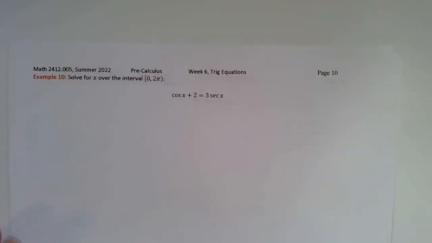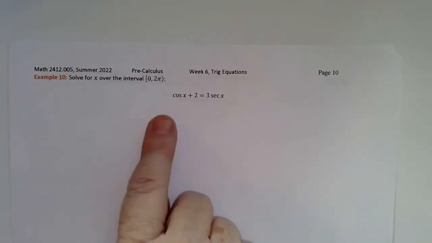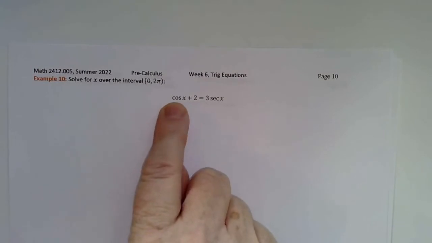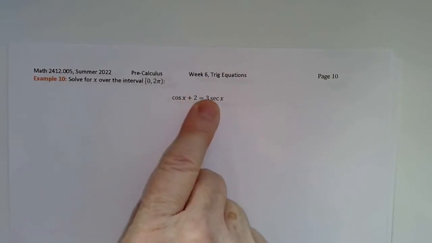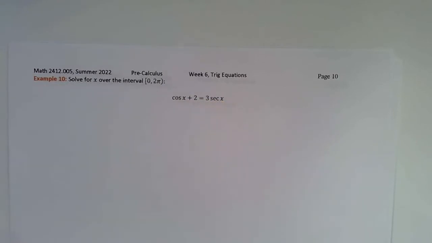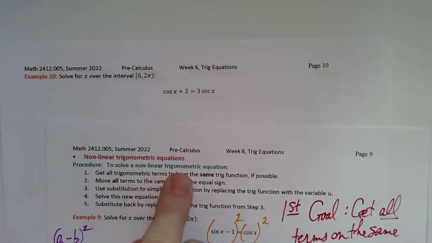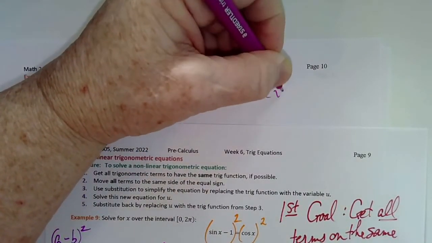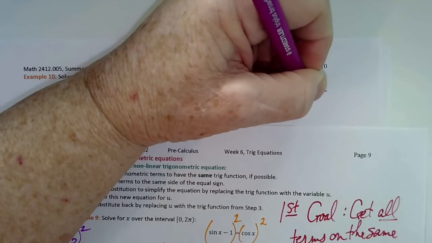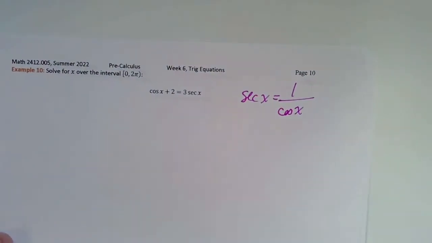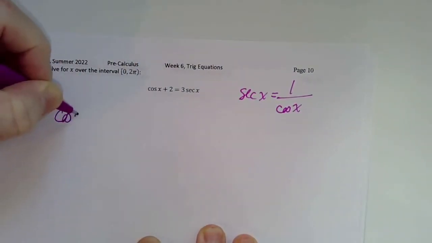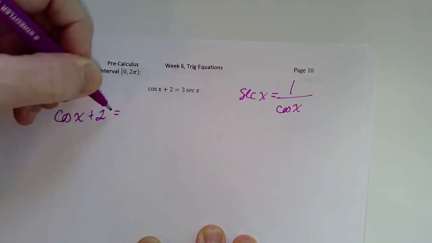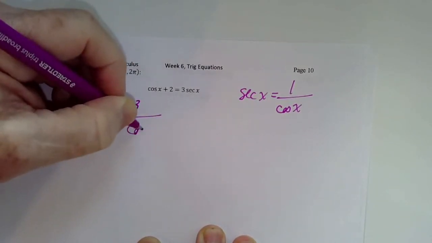Oh, I'm doing another one. I forgot. Okay, great. So now let's look at this equation. The cosine x plus 2 equals 3 secant x. And let me pull those steps back up here. I want all of the trig functions to be the same. But this is kind of nice because I know that secant x is 1 over the cosine of x. So we get cosine of x plus 2 equals 3 over cosine x.